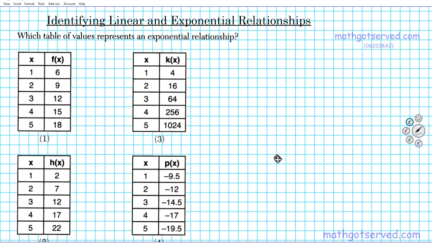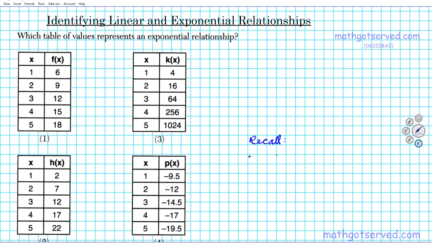In this clip, we're going to be taking a look at how to identify linear and exponential relationships given a table of values. All right. So the question reads, which table of values represents an exponential relationship? So let's go ahead and talk about the difference between both of them first. All right. So let's recall the following important facts.